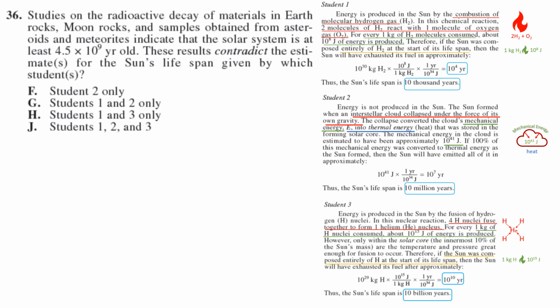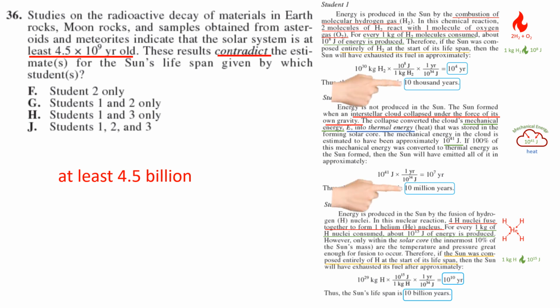Number 36, studies on the radioactive decay of materials in Earth rocks, moon rocks, and samples indicate their solar system is at least 4.5 times 10 to the 9 years old. These results contradict which student? So 4.5 times 10 to the 9 is 4.5 billion. So that would definitely contradict student 1 and student 2, which says the sun is only 10,000 years old and 10 million years old. So our answer is G.